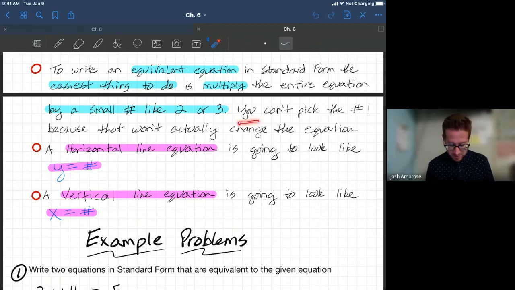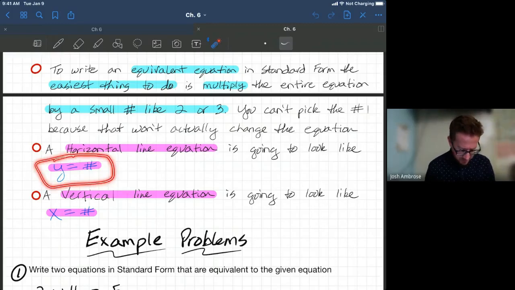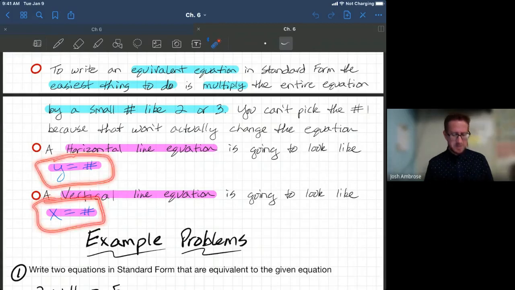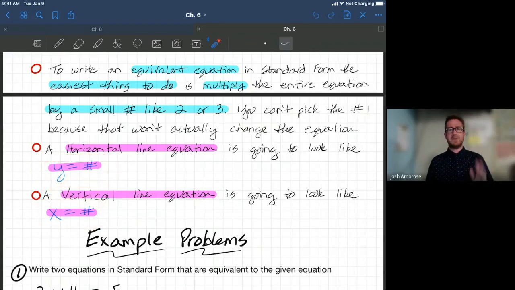It is important to notice you can't pick the number 1, guys, because if you multiply anything by 1, it becomes itself. That's called the multiplicative identity property. Its identity won't change at all. And then the last piece we need to talk about, I feel like you've already learned this: if you just have y equals a number, that's a horizontal line. And if you have x equals a number, that's a vertical line.